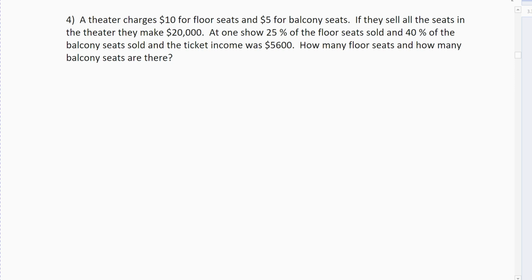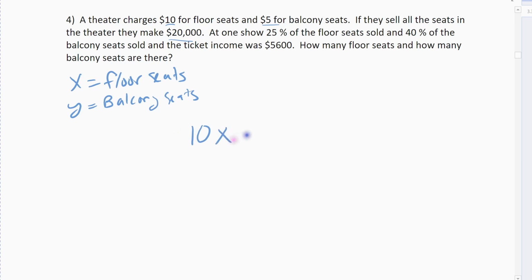Alright, so this time we want both. So I'm just going to do X and Y. X is the floor seats, and Y is going to be the balcony. So first a sellout, which means we would sell all of the floor seats for $10 a pop, all of the balcony seats for $5 a pop. When we do that, they make $20,000. So the first equation is 10 times X plus 5 times Y. So a sellout gives me $20,000.